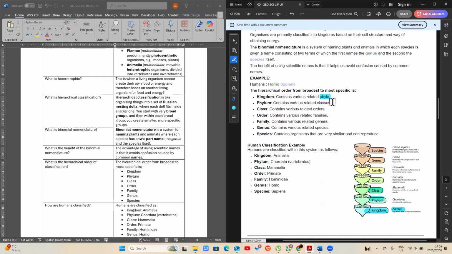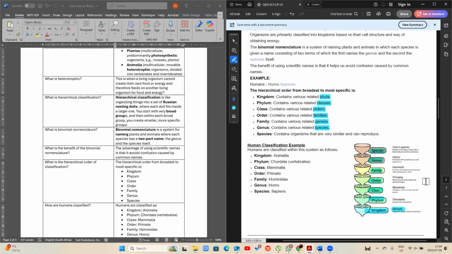There we go. That's the plural form of phylum. This is singular. So within the kingdom, we have related phyla. Within the phylum, we have classes. Classes are then made up of different orders. Orders are made up of different families. Families are made up of different genera, or genus, or plural. And then genus, they are made up of different species, right?